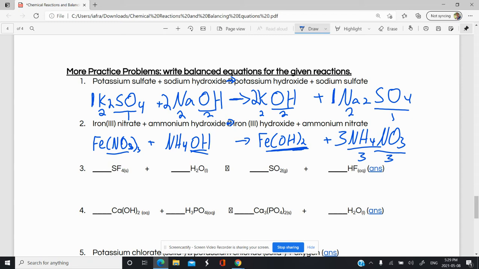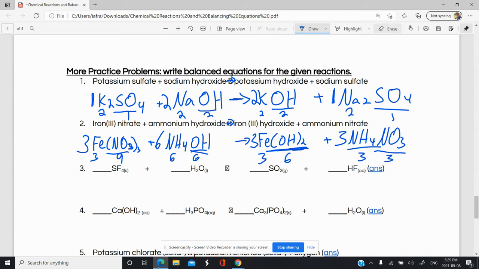So there's a common factor there. So I'll put a 3 over here. That'll give me 6 hydroxides and 3 irons. And then what I'll do is I'll put a 6 here. And that will give me 6 ammoniums and 6 hydroxides. Now I need 3 irons. So I'll go ahead and put 3 over here. That'll give me 3 and then 9 nitrates. So I need 9 nitrates.